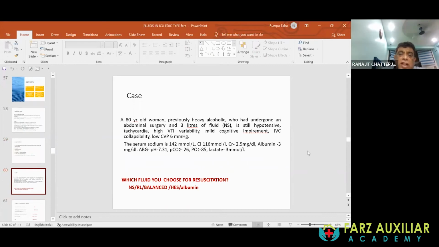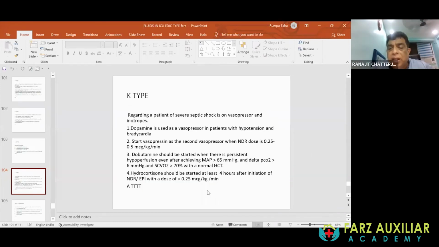Now, if you have an 80-year-old woman, previously a heavy alcoholic, who has undergone an abdominal surgery with 3 liters of fluid and is still hypotensive, tachycardic, with high VTI variability, that means the patient might be needing fluids. Mild cognitive impairment, IVC collapsibility was there, and there was low CVP. The serum sodium was 142, chloride 116, creatinine 2.5, albumin 3, mean arterial pressure 65. But if you can't see the cardiac index, then what can you do?